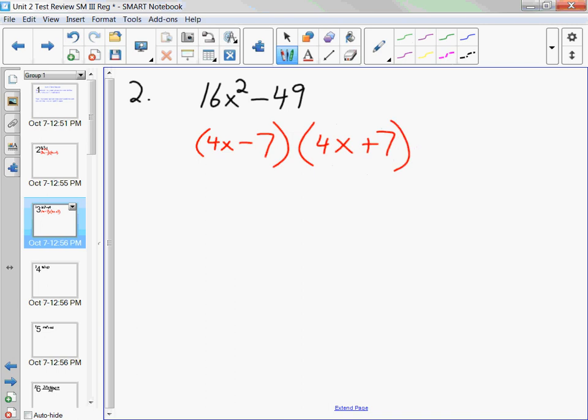It's just like a trinomial where the middle term is 0. If you look for 2 numbers that you times together and get negative 49, but add together and get 0, they would be negative 7 and positive 7, as well as 2 numbers you can times together and get 16x squared, which would be 4x.